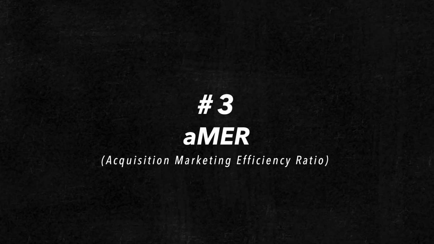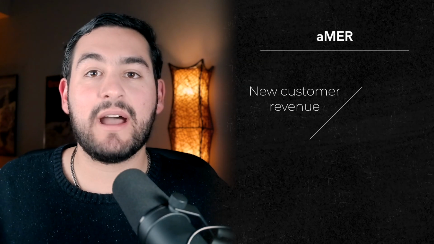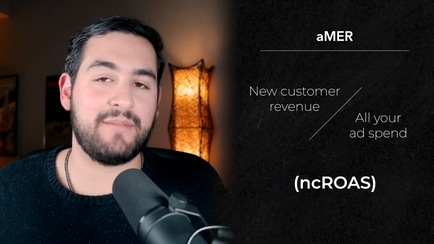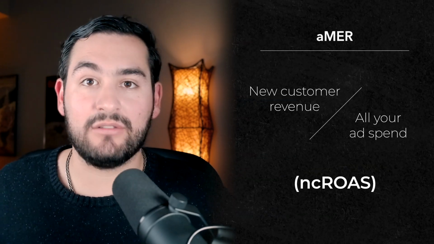The third metric you should track is called your AMER, or your acquisition marketing efficiency ratio. Your AMER is defined as your new customer revenue divided by all of your ad spend. I've heard some people refer to this as NC ROAS. I believe some platforms like Triple Whale use that term.